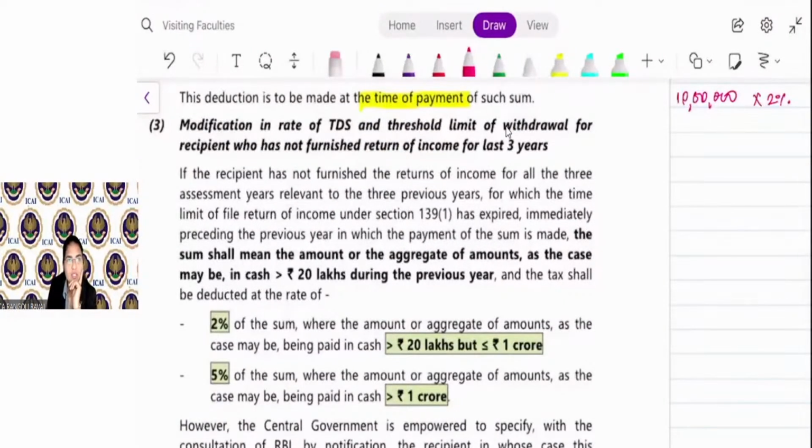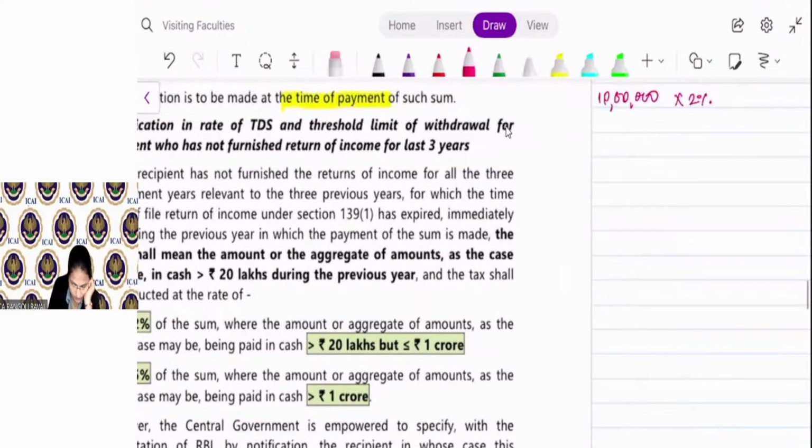Now the modification in rate of TDS and threshold limit of withdrawal for a recipient who has not furnished the return of income for the last 3 years. Bank has all the records, Mohammed. Bank is required to deduct TDS and the bank has all the records whether a person is withdrawing more than 1 crore or not. Say for example, as a recipient, you have not furnished the return of income for the last 3 years.